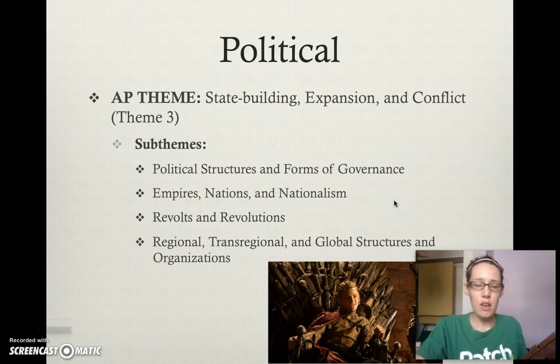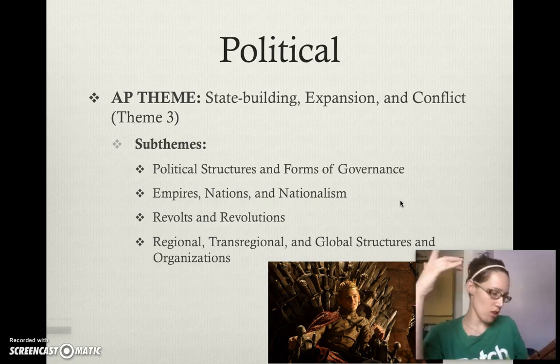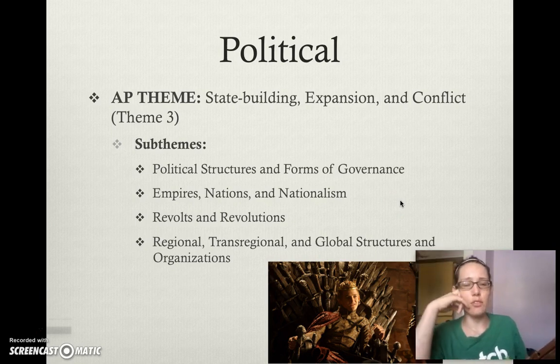Okay, but moving on. Political is the next part of the SPICE chart. It's actually theme 3, so again, see that it's slightly out of order. The sub-themes you should be thinking about: political structures and forms of governance, empires, nations, and nationalism, revolts and revolutions, regional, transregional, and global structures and organizations. All right, so a few questions you should ask yourself when you are coming across a political theme.